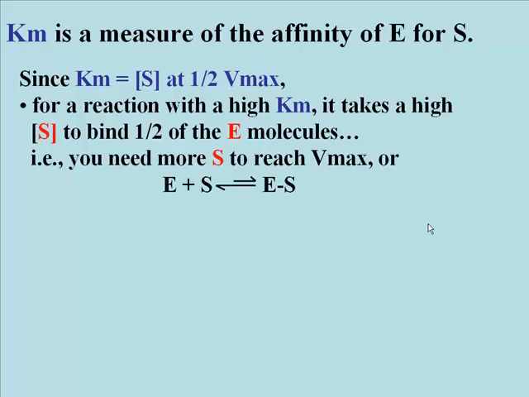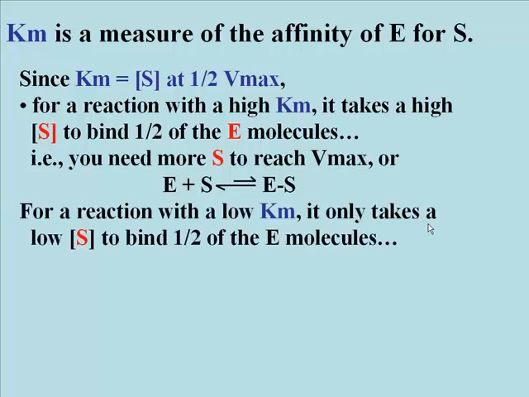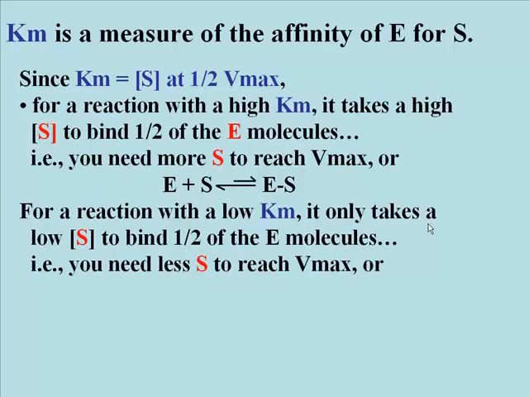You can rewrite the equation for the formation of the enzyme substrate complex this way. E plus S goes to ES, but the reactants seem to be favored. In other words, it is less likely to form an ES complex if the Km for the reaction is very high. What about a reaction with a low Km? Well, think about it for a minute. It means that it only takes a low substrate concentration, does not take many substrate molecules, to bind half of the enzyme molecules. In other words, you need less substrate for this reaction to reach Vmax. We could write the formation of enzyme substrate complex then maybe this way. The formation of the enzyme substrate complex is perhaps more favorable for a reaction with a very low Km.